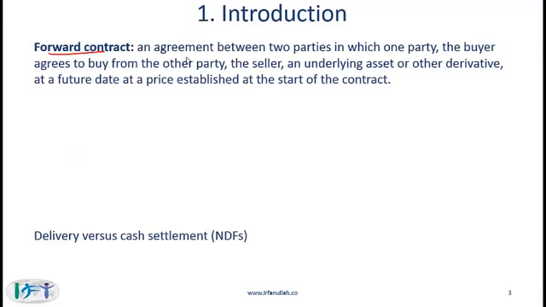A forward contract is an agreement between two parties in which one party, the buyer, agrees to buy from the other party, the seller, an underlying asset or other derivative at a future date at a price established at the start of the contract. The way you can think of this is that a forward contract is a piece of paper. That's why it's called an agreement or a contract. On this contract, we write some important pieces of information. We specify what the underlying asset is.